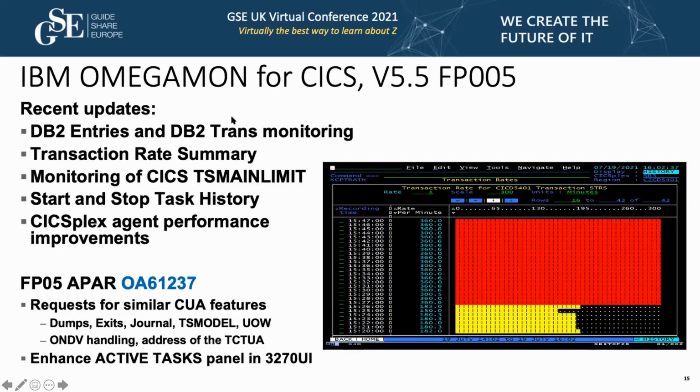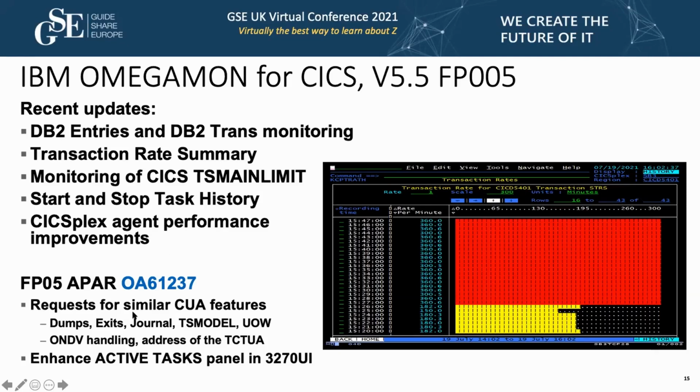For OMEGAMON for CICS 5.5, FixPack 5, we've made several recent updates. DB2 entries and DB2 transaction monitoring, so you can get a view of what's going on the other side of the transaction fence. Transaction rate summary, which is something that we've been asked for quite a bit. Monitoring of the CICS TS MAXTASKS limit, the ability to start and stop your task history, and some CICSPlex agent performance improvements. We're always working in all of our agents to try and improve performance. Every time we make a change, we like to try and add to the performance as well.